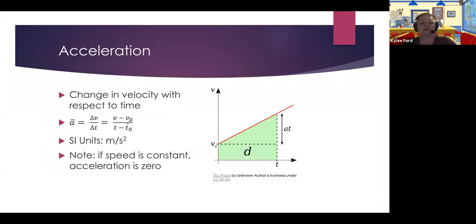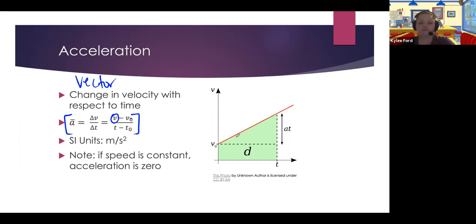All right, so the final thing we want to look at is acceleration. That is going to be our change in velocity with respect to time. So here's my equation for acceleration. And remember that acceleration is another vector. We say that it's going to be our change in velocity divided by our change in time. So we have our final velocity minus our initial, divided by our final time minus our initial time.